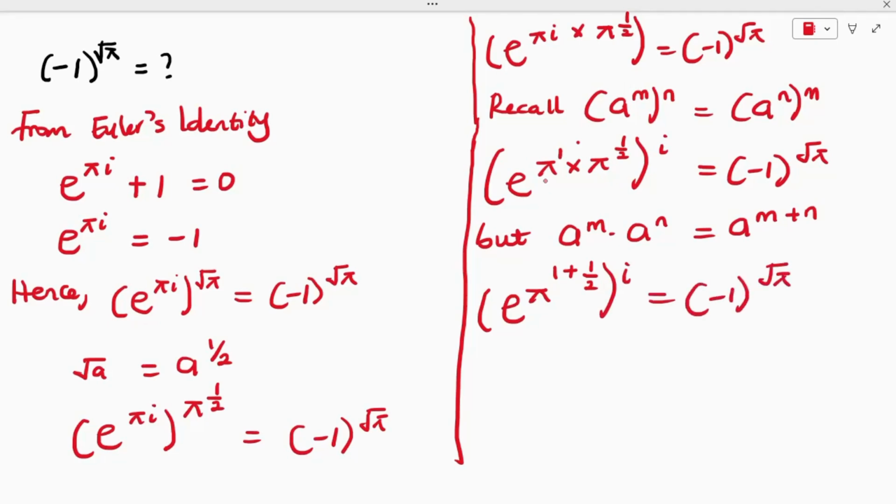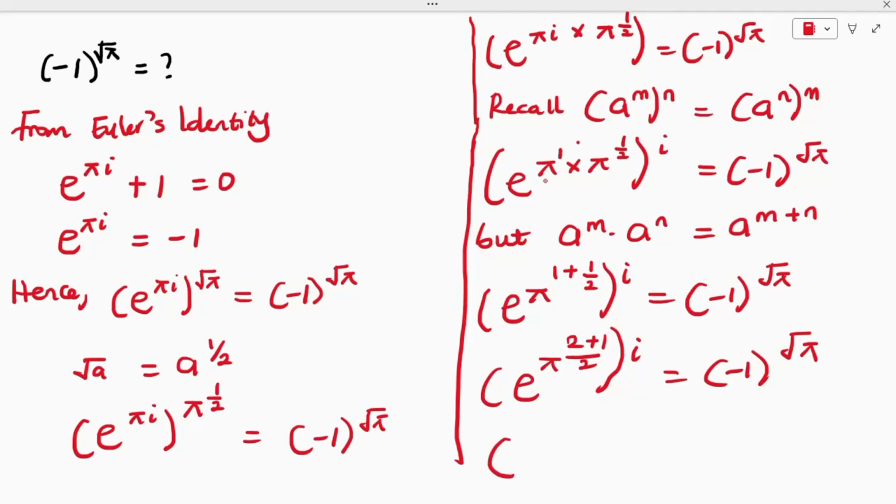Okay, so let's simply solve for this. We have this to be e raised to the power of pi. The LCM there is 2, so 1 times 2 is 2, plus 1 over 2, 1 times 1 is 1, all raised to the power of i, is equal to (-1) raised to the root of pi. So from this we have that e raised to the power of pi times 3 over 2, all raised to i, is equal to (-1) raised to the root of pi.